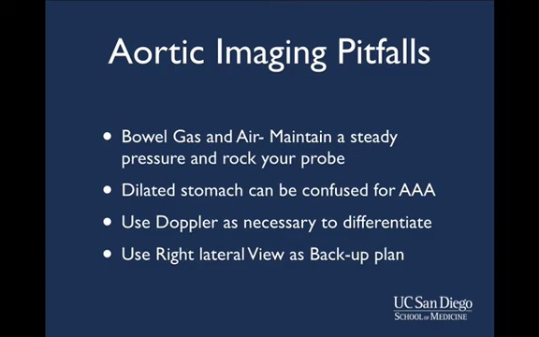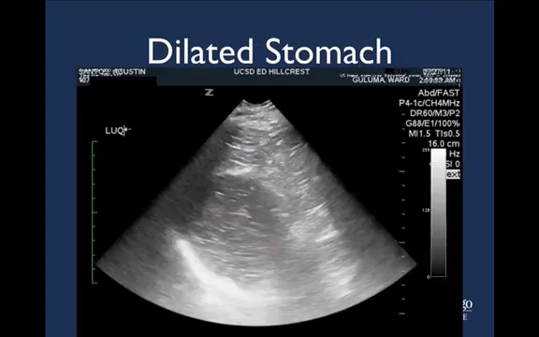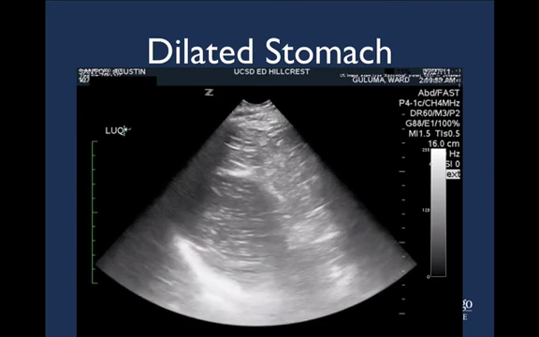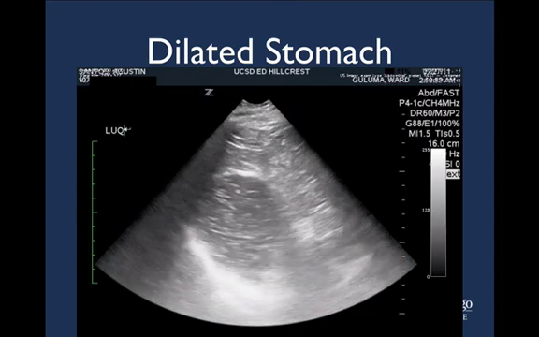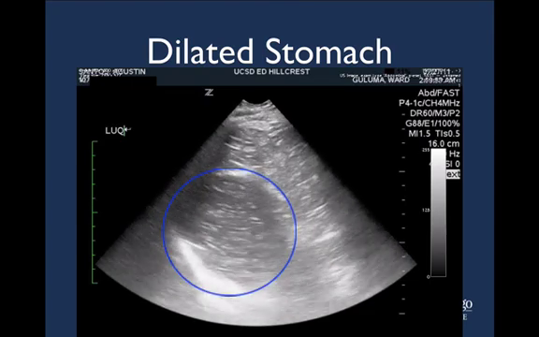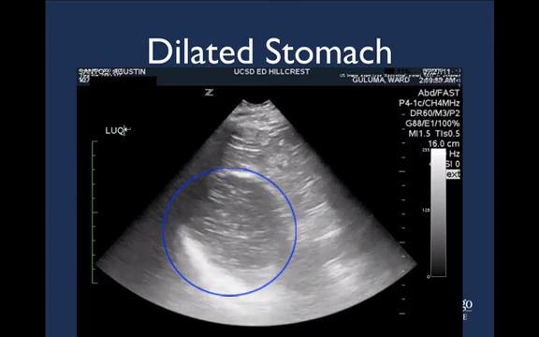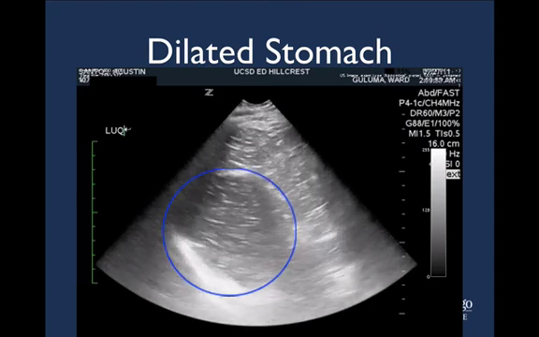Sometimes we can confuse a dilated stomach for an abdominal aortic aneurysm. If we are not sure what structure we are looking at, again, we can always use Doppler to differentiate the high resistance flow pattern of the aorta from other structures in the abdomen. We also have the right lateral view as our backup plan to identify the aorta. This clip shows an example of what a dilated stomach would look like. The contents are not completely anechoic as we would expect from an aneurysm or an abdominal aorta.